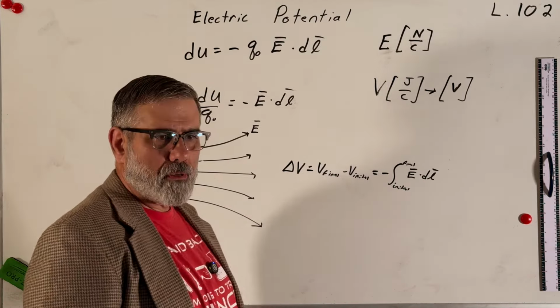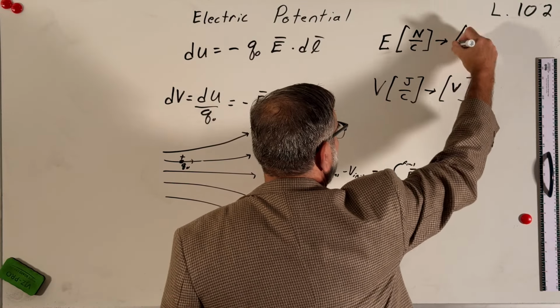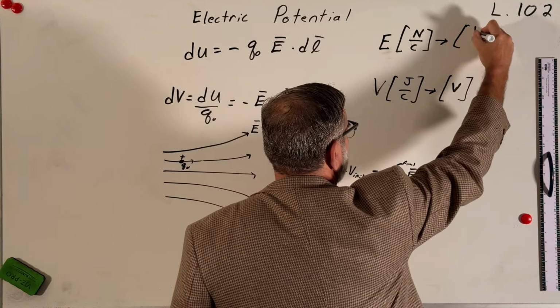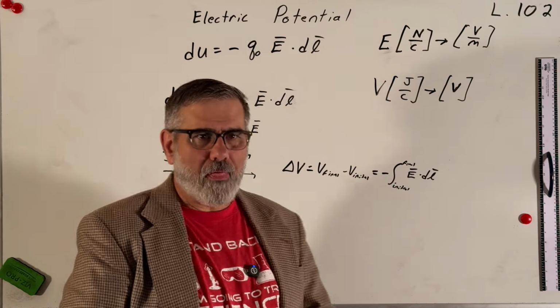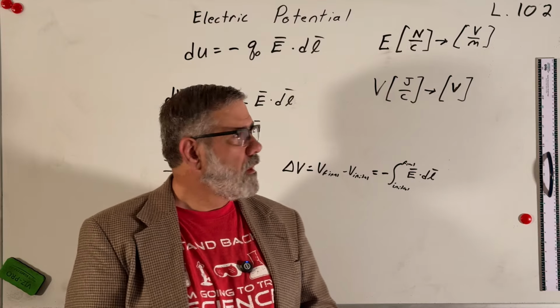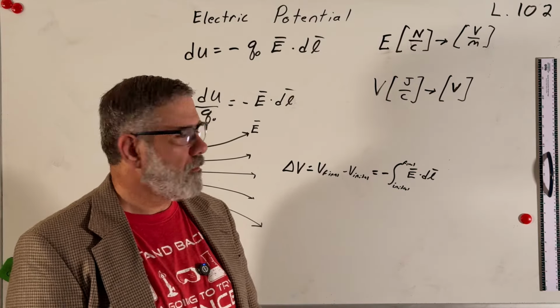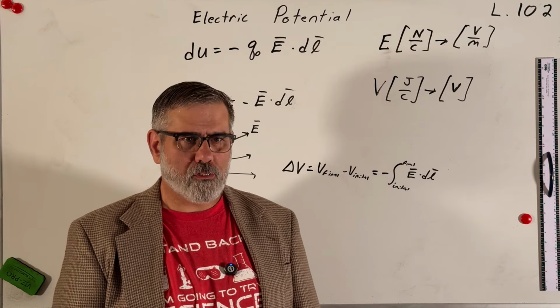Now, as a homework assignment, you will be challenged with demonstrating that the electric field can also be written in different units than newtons per Coulomb. It can be written in units of volts per meter. Okay? You can do a little unit analysis and you'll be able to show that. This is a useful unit for the electric field, as you'll soon see. Okay?